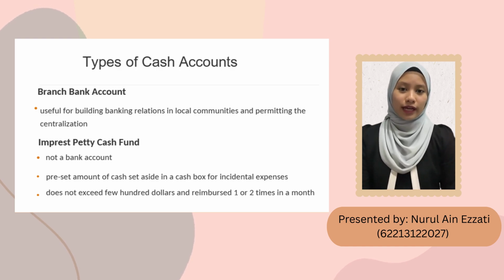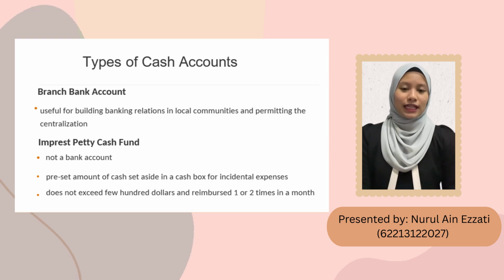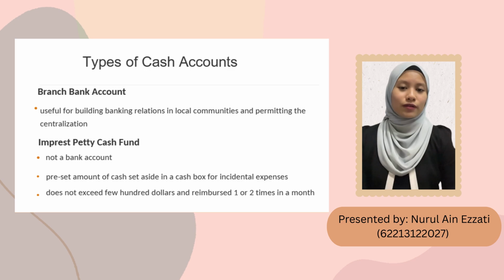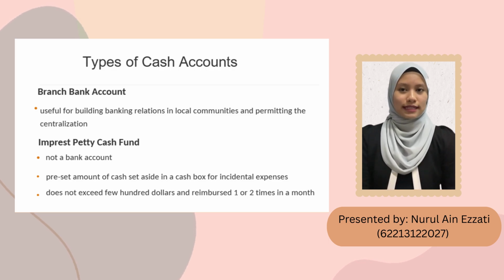And then the fourth one we have is the Imprest Petty Cash Fund. This is not a bank account. It is a small amount of actual cash kept in the office, usually in a locker, drawer or box. So it is used for small or urgent expenses like buying stationery or paying the Grab delivery charge. The amount is preset, for example, 300 or 200 ringgit Malaysia. It is reimbursed once or twice a month, meaning when the fund is running low, it is topped up from the main cash account.